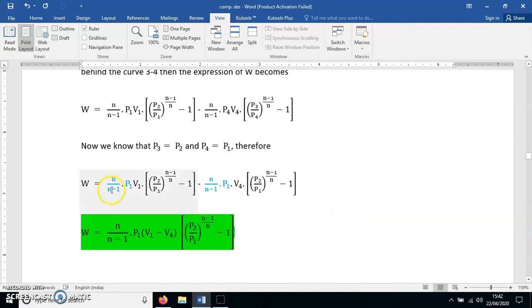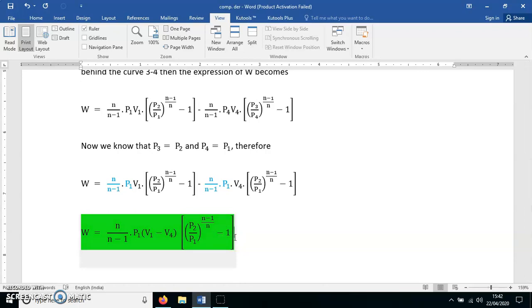Now you can see here the blue color. These things are common in these two terms, which I have taken outside. So n upon n minus 1 P1 is common. And what remains in the bracket? V1 minus V4. Even this bracket is also common. So the final expression is this one. What is this? It is the work required to drive the compressor when clearance volume is considered.